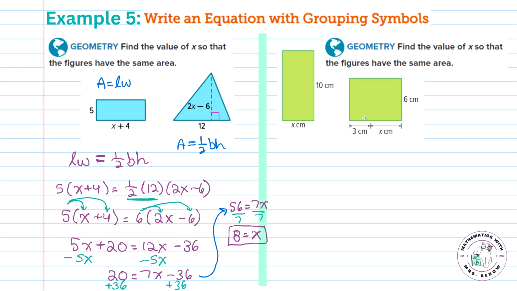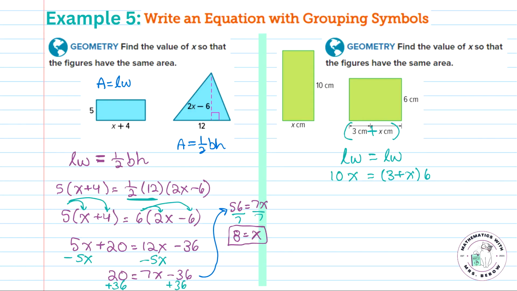So length times width of the one shape needs to equal the length times the width of the other shape, right? So we're going to have a 10 by x, 10 times x, which is 10x. And then on the other one, we're going to have a 3 plus the x. They just didn't write it out for us like they did on the other shape right here. They wrote it as x plus 4. Here you have to kind of put that together and say, oh yeah, this is 3. We have x here. So together that's 3 plus x. And that's being multiplied by 6.